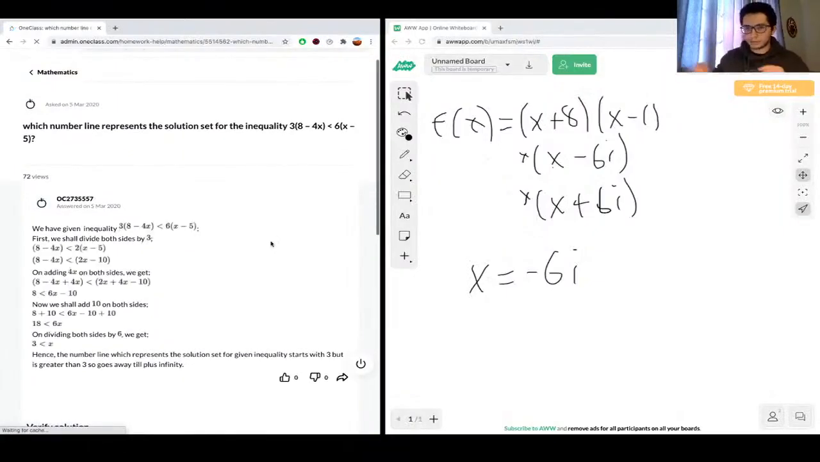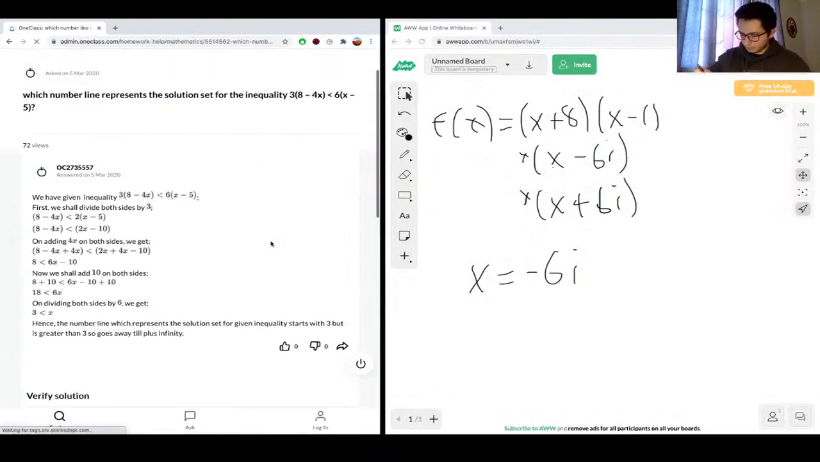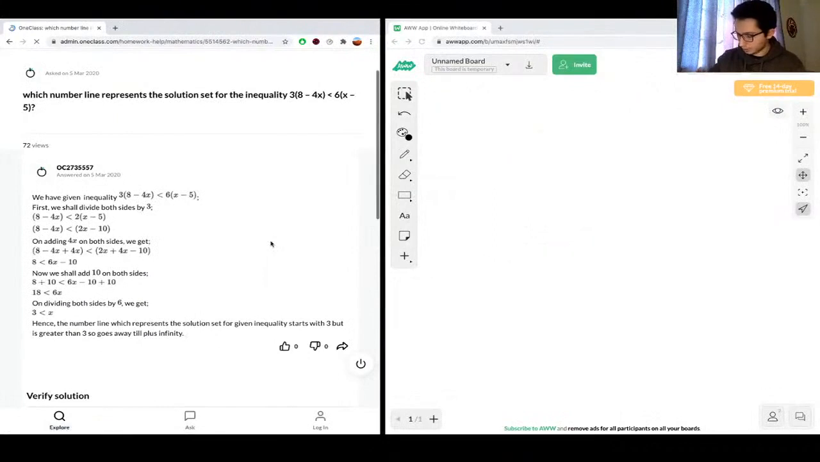Okay, so on to the next question. I'll just clear the board. So this question is asking us which number line represents the solution set for the inequality as shown on the screen. So the inequality we're looking at is 3 times (8 minus 4x) is less than 6 times (x minus 5).